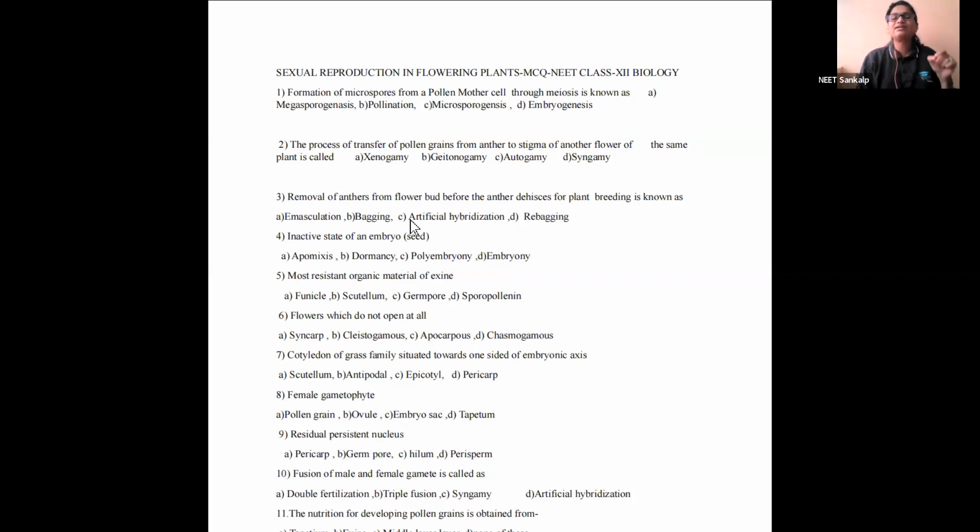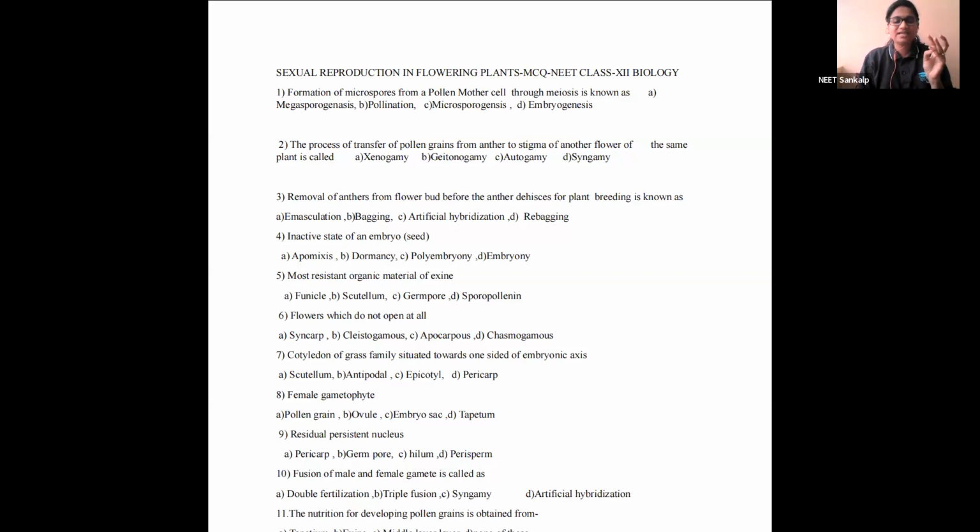So the outer layer is made up of what? Option A, funicle; option B, scutellum; option C, germ pore; option D, sporopollenin. Sporopollenin. Anvita answered it, Priyanka, Manjuyan, Netravati, and Radhika also answered it. Good going. Most of you answered correctly. Mahalakshmi also answered it. Option D, sporopollenin, is the right answer.